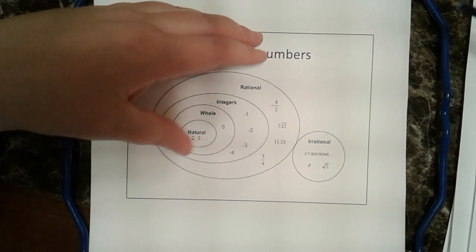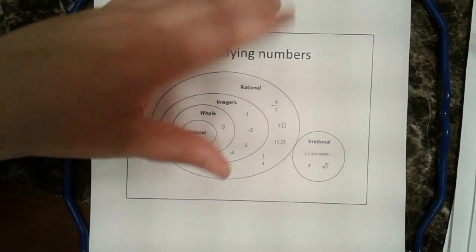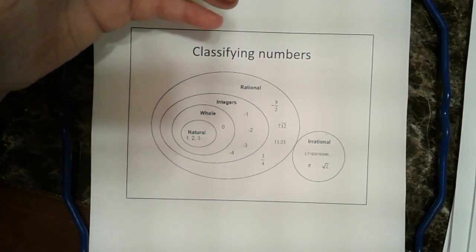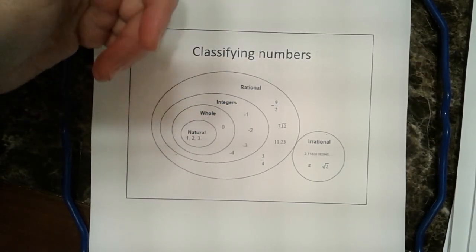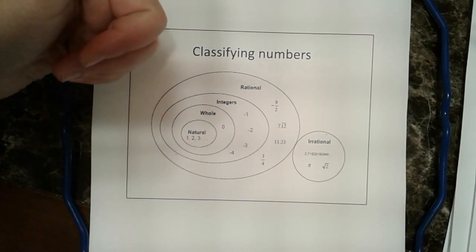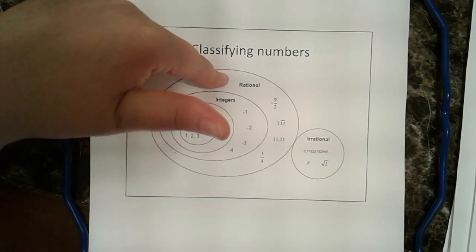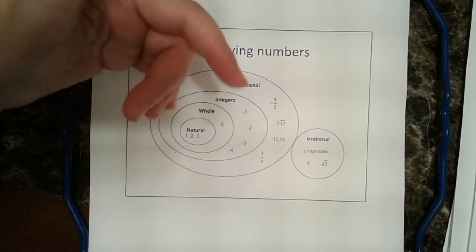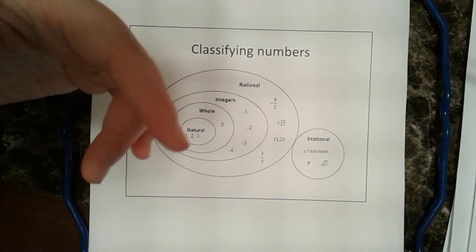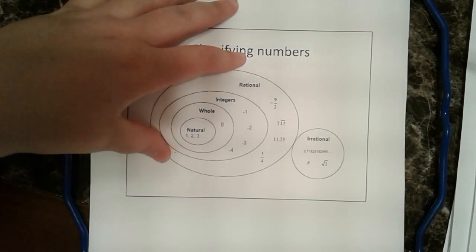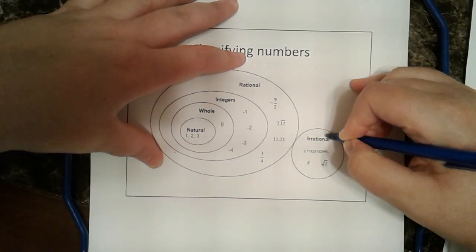So the very first thing, if I was looking to classify a number, is, first of all, is it a decimal? And if it is a decimal, then does it repeat? Because if it repeats, then it's going to be rational. Does it terminate? If it terminates, it's going to be rational. But if it doesn't, then automatically it is irrational.